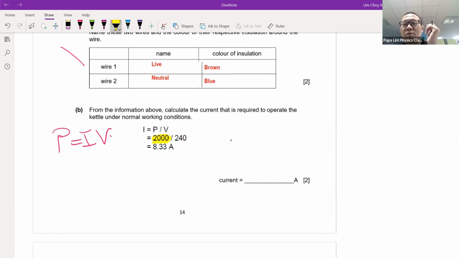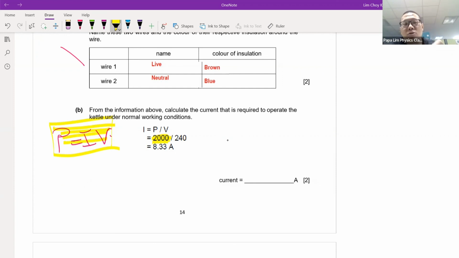There are only two formulas that don't require SI units, and one of them happens to be in what we call practical electricity, which is energy. Sometimes when we talk about practical electricity, I talk about costing in kilowatt hour. So when I want energy to be in kilowatt hour, power has to be in kilowatt, not SI unit. But in other formulas, for example power equals IV, all the factors have to be in SI units.